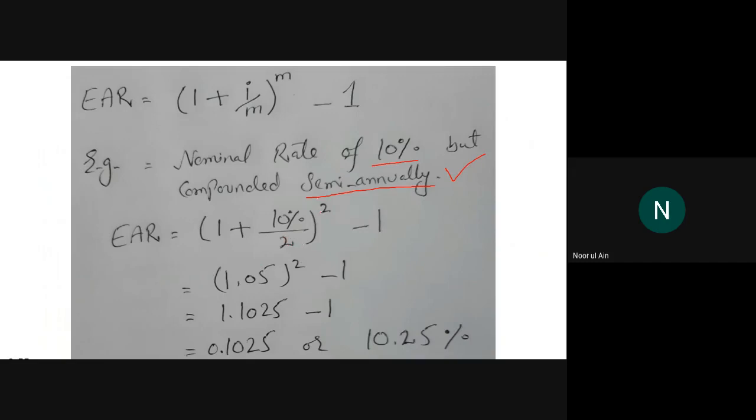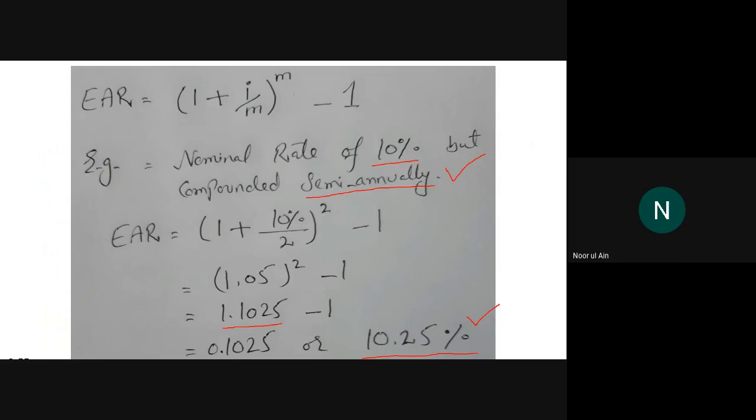You have to take the power of 2 for semi-annual compounding. If it's quarterly, you'll take 4 here. By solving it, you'll get 1.05 raised to power 2, which will give you 1.1025 in your calculators. You have to subtract 1 from this. You'll get 0.1025, or you can change it to a percentage and you'll get 10.25%. That means a nominal rate of 10%, if applied twice in a year, can be termed in effective terms as 10.25% interest rate.